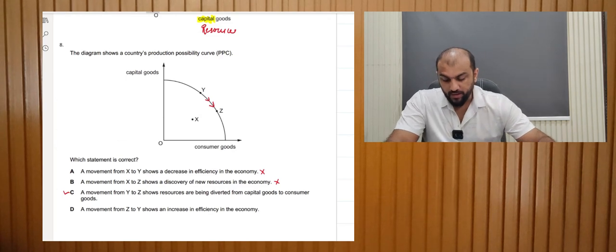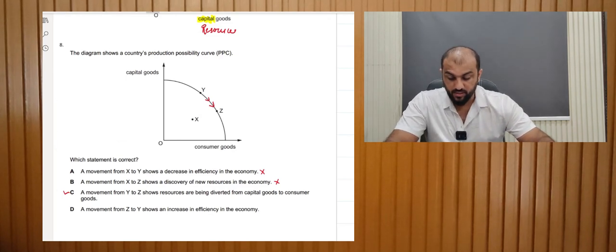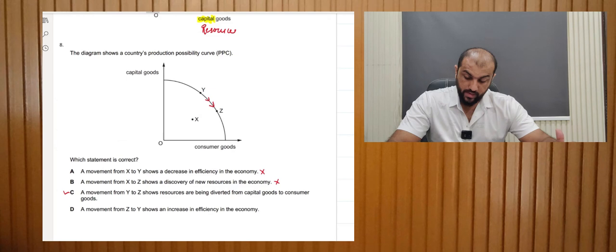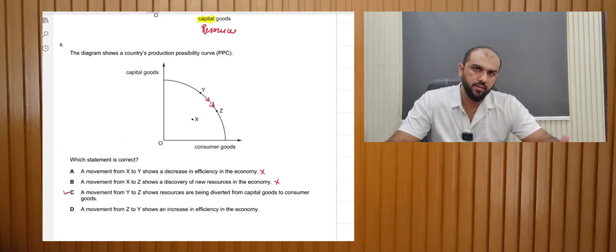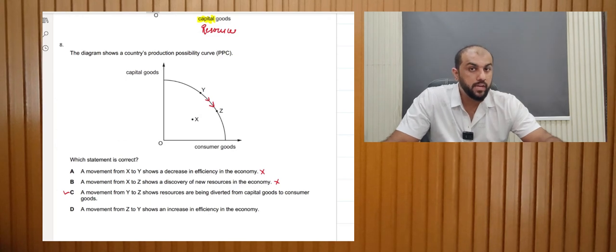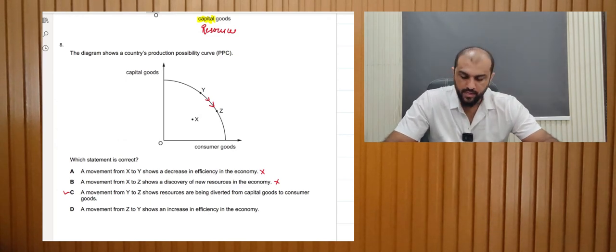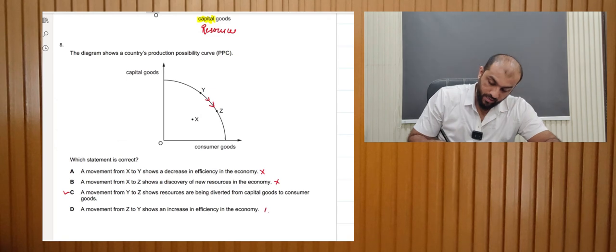D, a movement from Y to Z shows an increase in efficiency in the economy. Y to Z. At point Y we are at full employment, at Z we are at full employment. So we are fully efficient at both the points, and therefore this is incorrect.